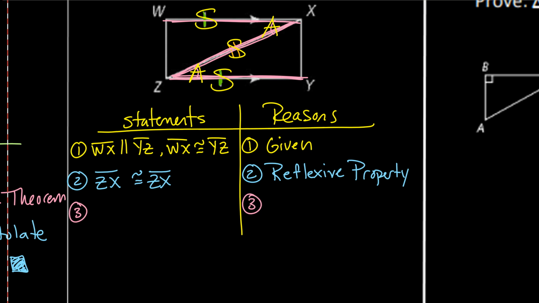Then what did we mark congruent? Yes. WXZ is congruent to angle XZY. You could also call it YZX. Same exact thing. And how do we know they're congruent? Alternate interior angle theorem.